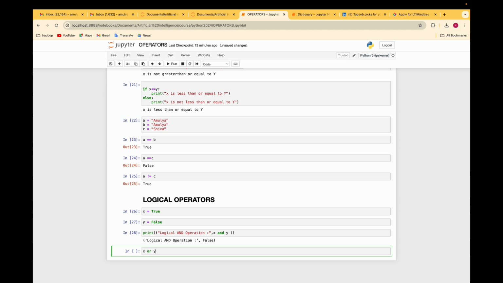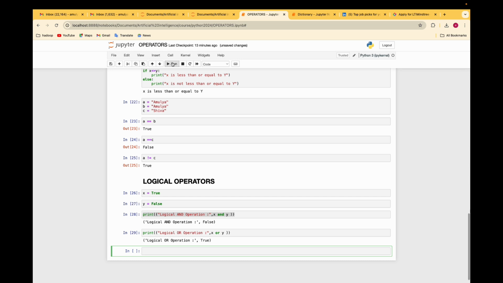x or y. Logical OR operation. It says true if either of the values is true.